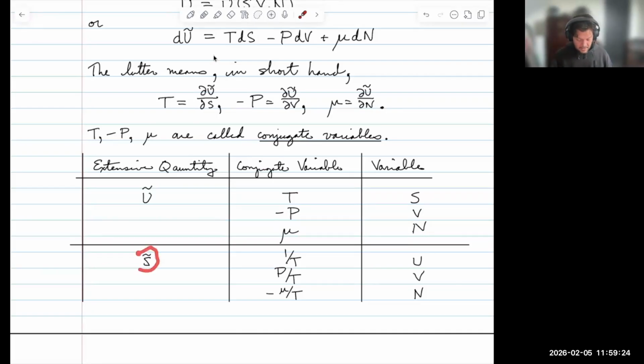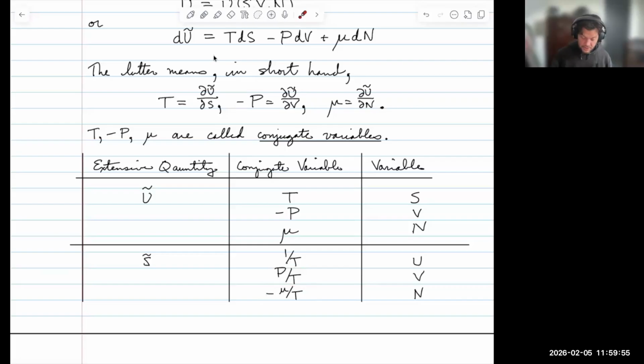What about if we had the entropy function as a function of internal energy, volume, and number of moles? Then the variables would be U, V, and N. And the conjugate variables would be as follows. The conjugate variable to U is 1 over T. The conjugate variable to volume is pressure over temperature. And the conjugate variable to N is minus the chemical potential over temperature.